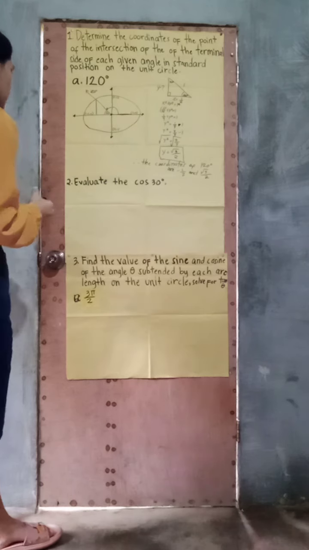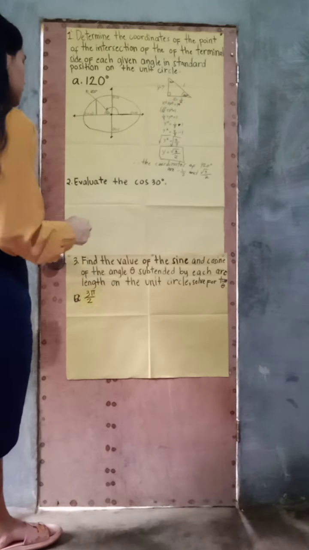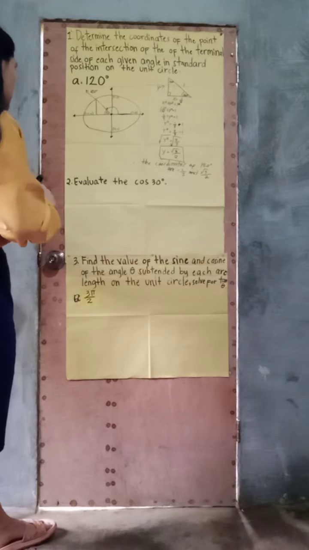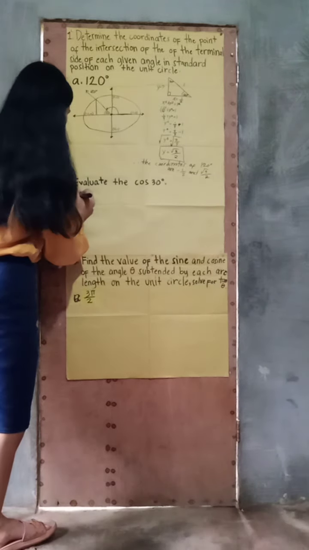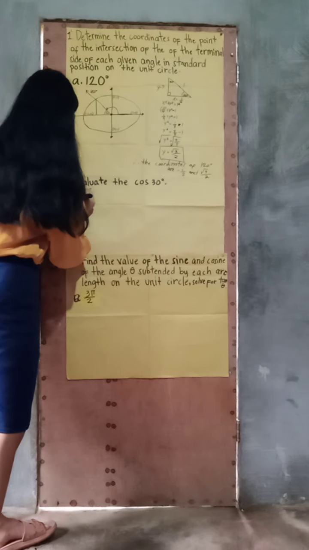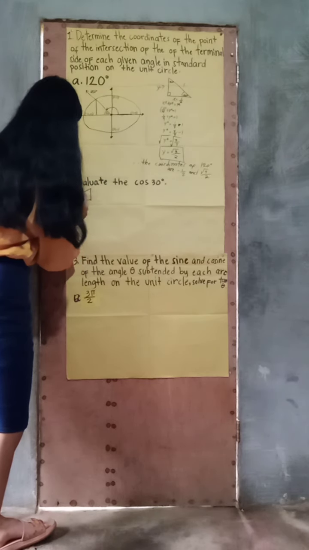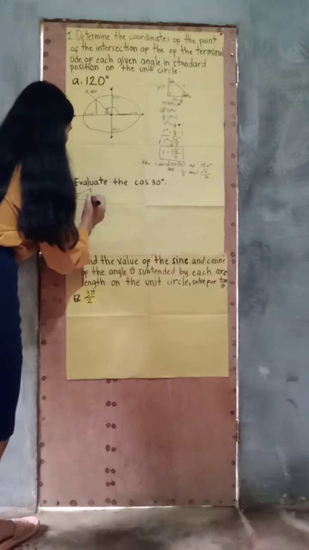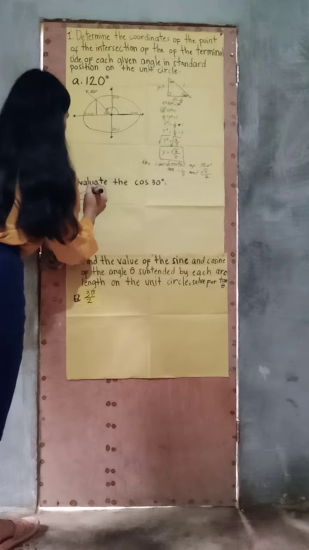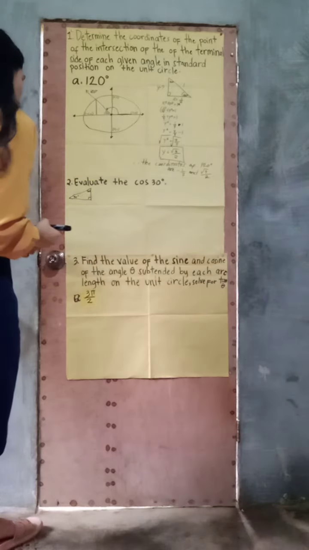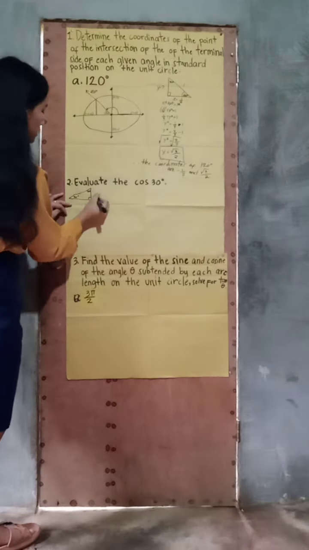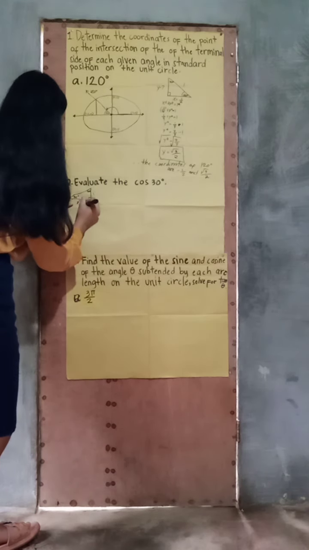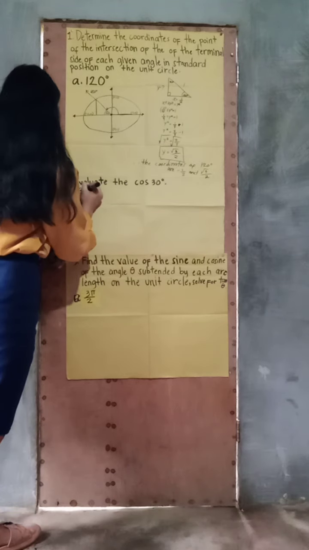Problem number 2. Evaluate the cosine of 30 degrees. We will use a right triangle. This angle is our 30 degrees. Here is our 90 degrees. And this angle is 60 degrees. Let's say that the opposite side is 1, the adjacent is square root of 3, and the hypotenuse is 2.